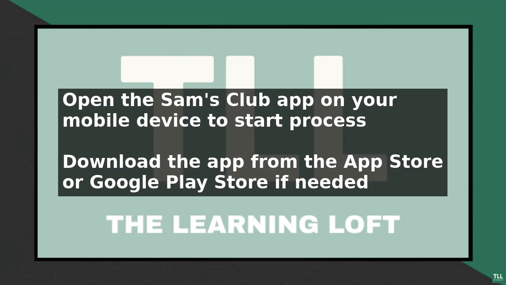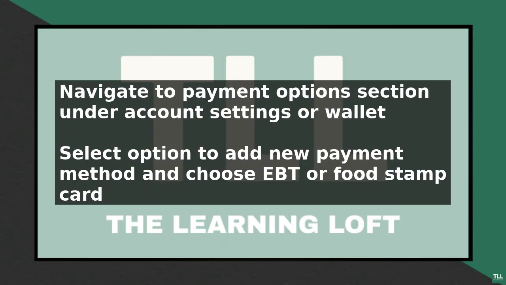After signing in, navigate to the Payment Options section. This is usually found under the Account Settings or Wallet section. Look for the option to add a new payment method and select it. You will then be prompted to choose the type of payment method you want to add. Select the option for EBT or food stamp card.